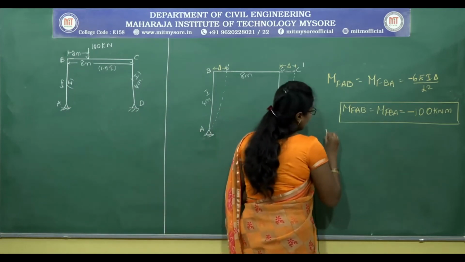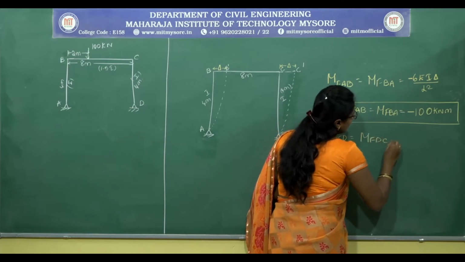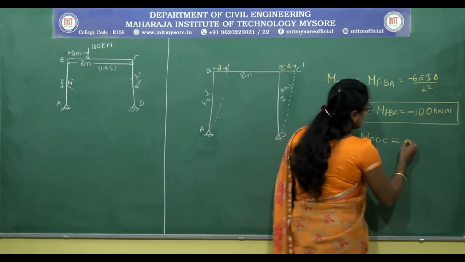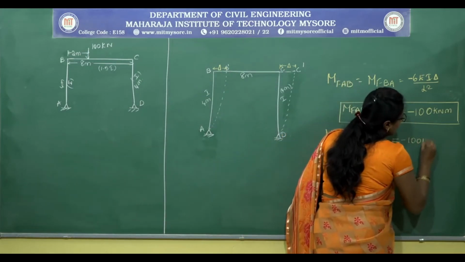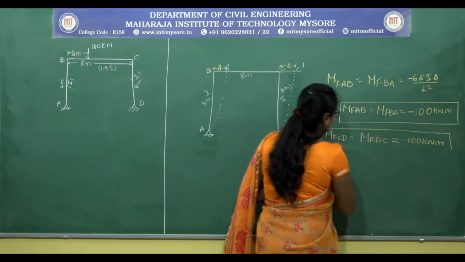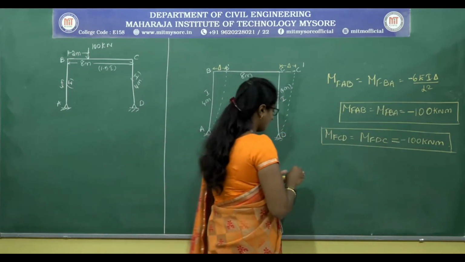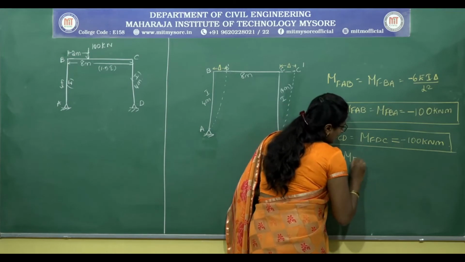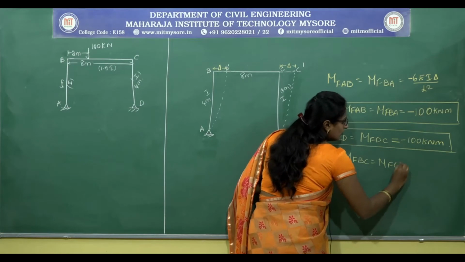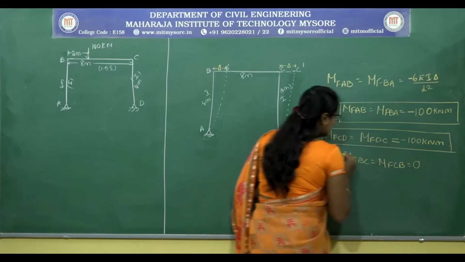Next, MFCD equal to MFDC. So since delta is equal, we can assume the same value as minus 100 kilonewton meter. Okay. Next, the span BC. Since there is no deformation or no settlement for span BC or CB, therefore MFCB or MFBC is 0.